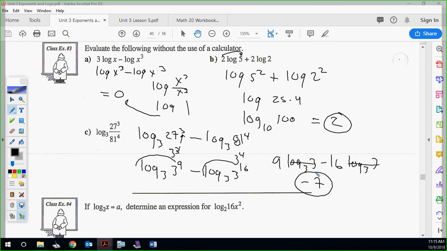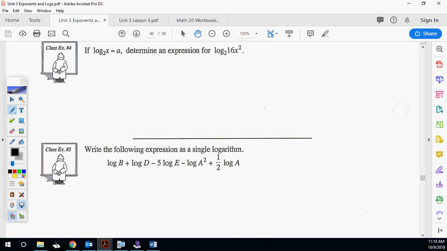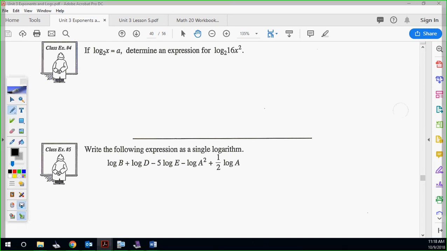All right, 2 more examples then. All right, example 4 and 5. So if log 2 of x equals a, determine the expression for log 2 of 16 x squared. Okay, so basically what they're saying is if I get a log 2 of x, that's equivalent to a. So let's break this down and see if we get any log 2 of x's. That's what it's telling you. Okay, so we want to break log 2 16x squared down and see what we get.